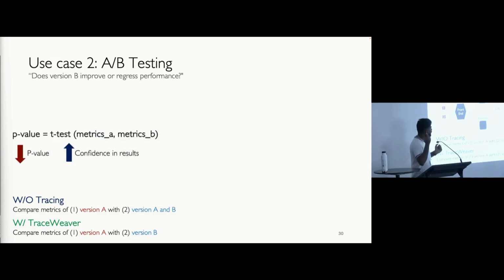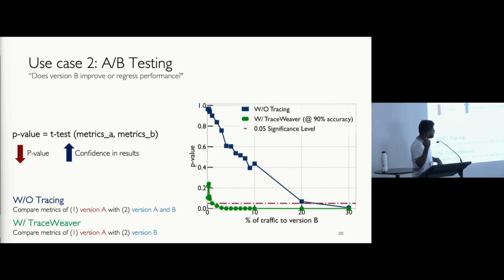Also, the way A/B test is usually done is you run a t-test and you get a p-value. The lower the p-value, the more confidence you have in that test. So for example, you have more confidence in the assertion that version B is bad, right? As you can see on the plot on the right, the blue curve, which is without tracing, you have to send almost 20% of requests to version B before you can come to the same sort of statistical significance.